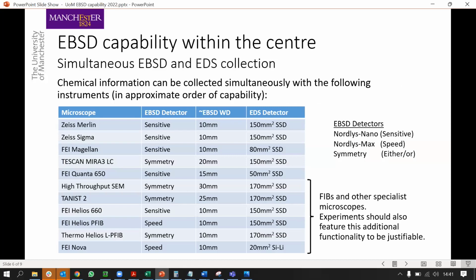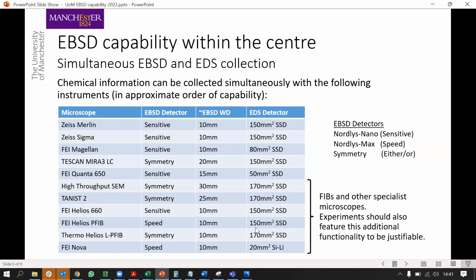So we have a number of systems that are capable of simultaneous EBSD and EDS, and this is a list of them in appropriate order of capability. At the top of the list, we've got our Zeiss systems that have very decent EDS detectors, well tuned to the working distance that we collect EBSD on these systems, and you can get some very nice simultaneous maps.